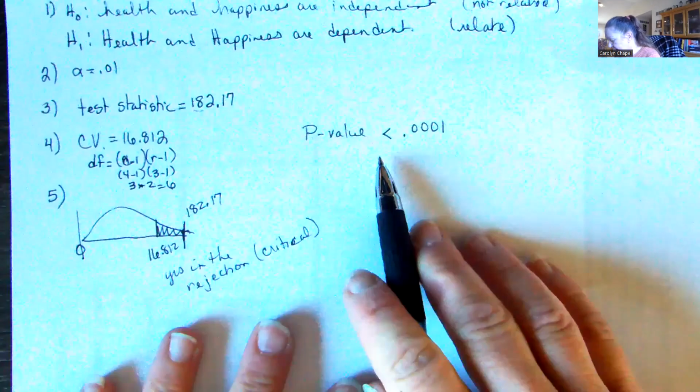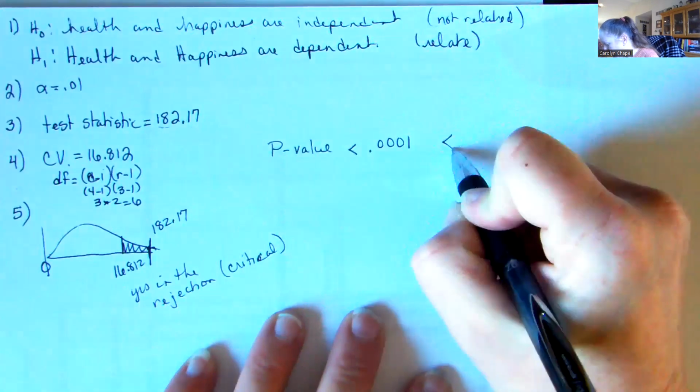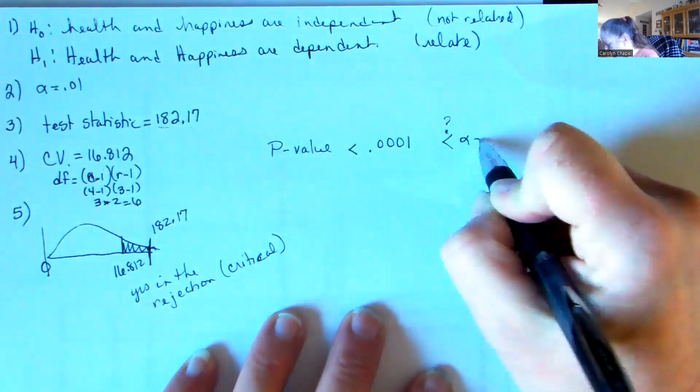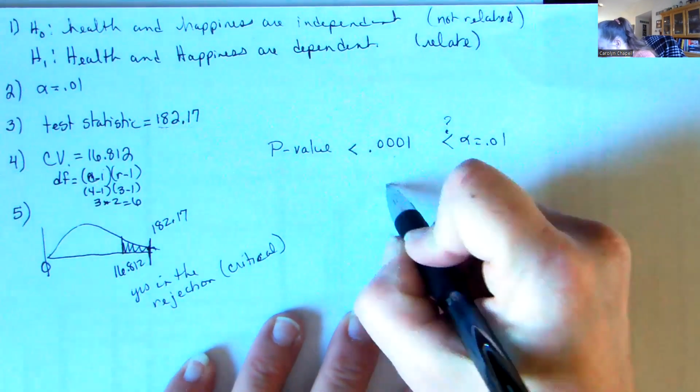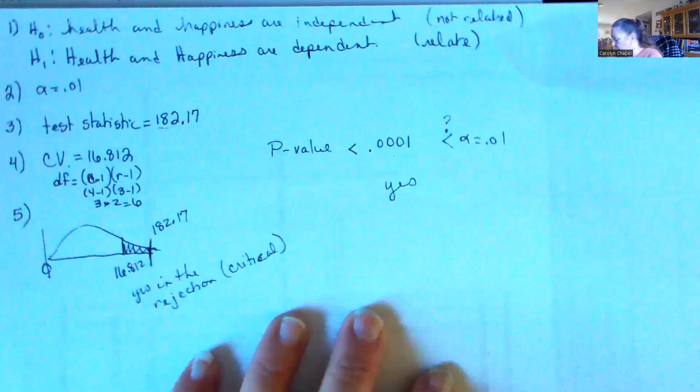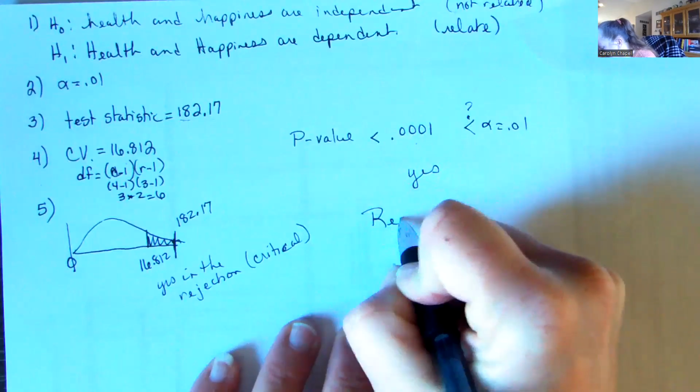My p-value, we kind of look at what we want to do is it smaller than the alpha level of 0.01? And this is smaller than this, which of course is smaller than that. So yes, it is smaller. So we will be rejecting.